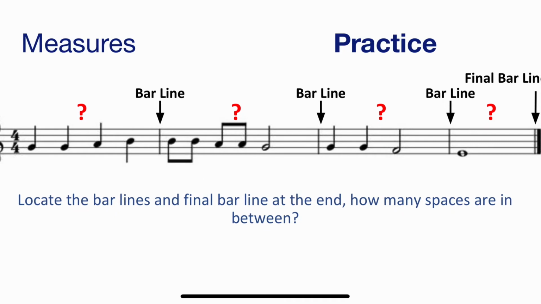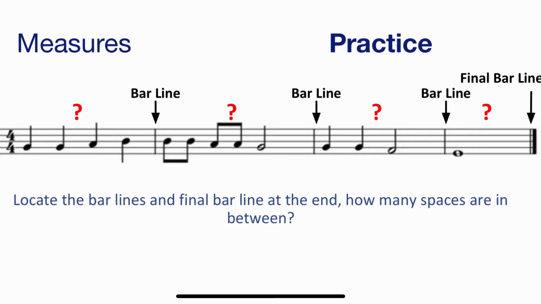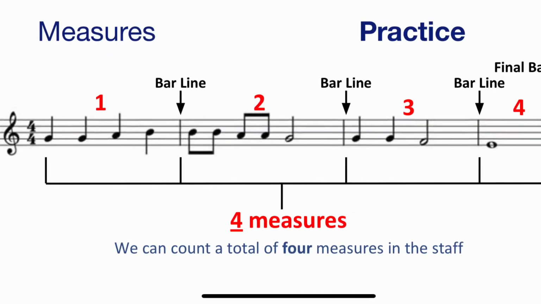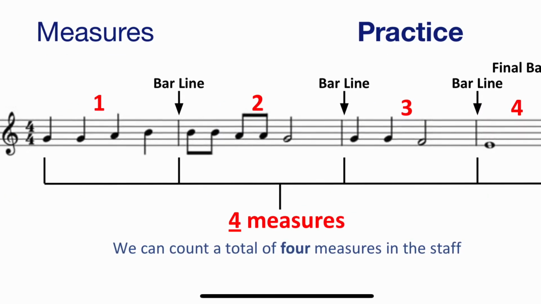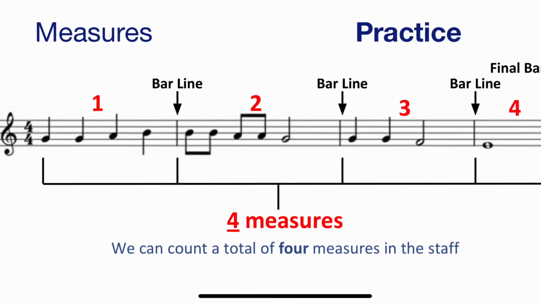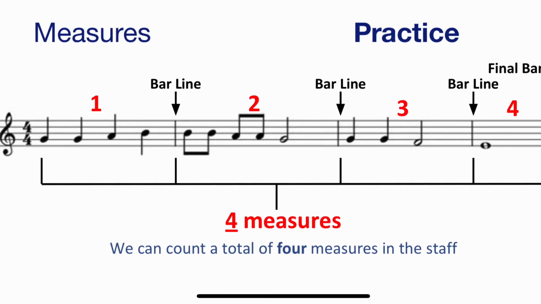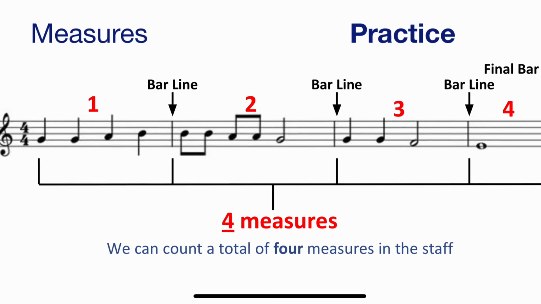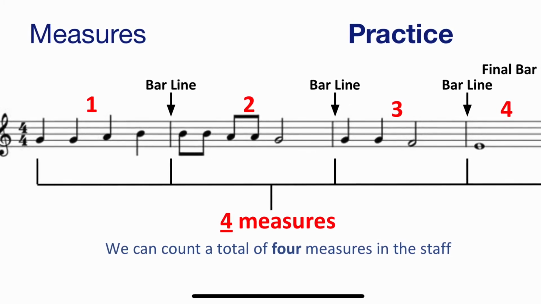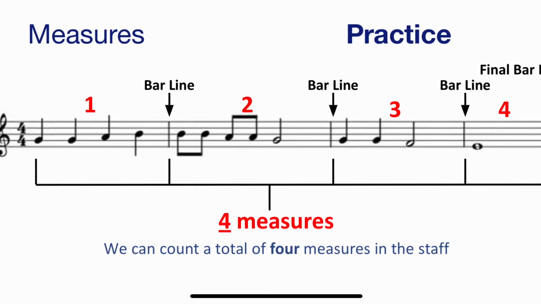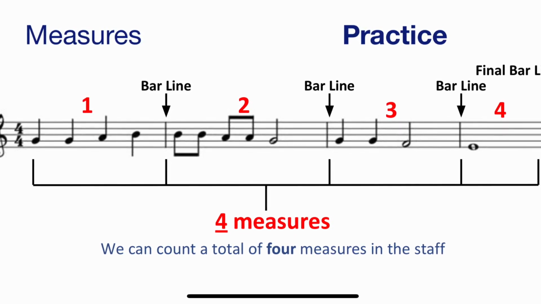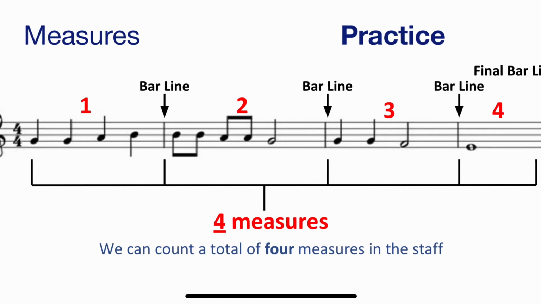So starting from the left, we have our first space, which is measure 1. Following measure 1, we have our first bar line. Following that first bar line, we have the second space, which is measure 2. After measure 2, we have our second bar line. Following the second bar line, we have the third space, which is measure 3. And after measure 3, we have the third bar line. And finally, after that third bar line, we have our fourth space, which is measure 4.